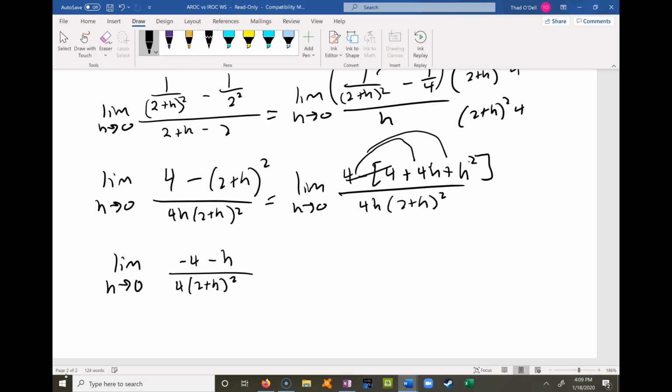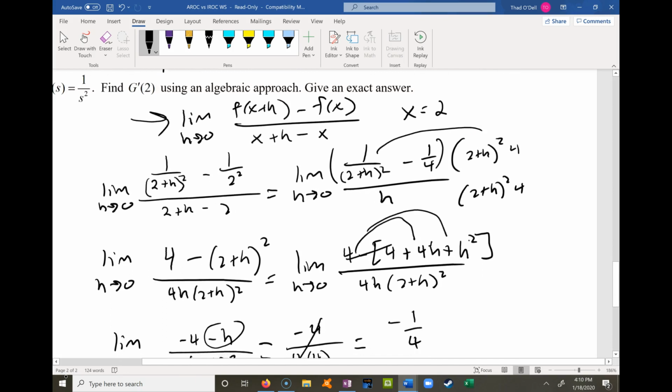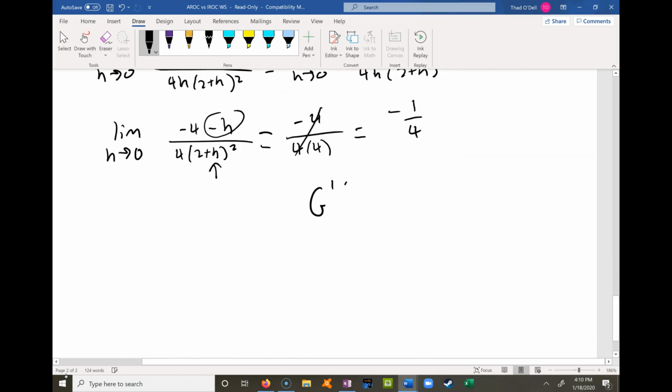So now I'm going to let h approach 0. Of course, when h approaches 0, this becomes 0, and that becomes 0, and I end up with a negative 4 on top, positive 4 on the bottom, and times 4, because as h approaches 0, this whole thing gets close to 4, so we end up with negative 1/4, because those 4's will cancel out. So that means g prime of 2 would equal negative 1/4.